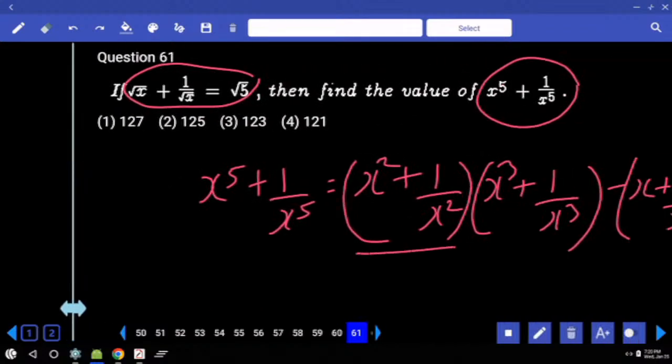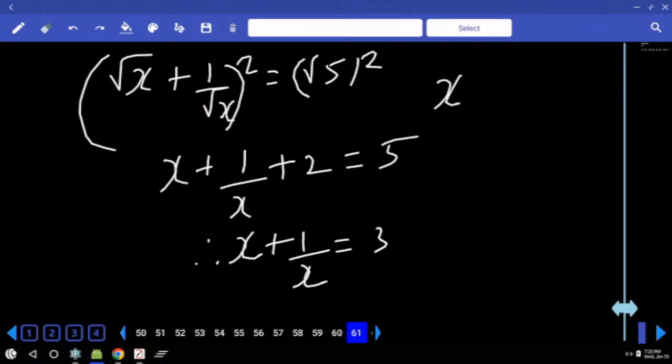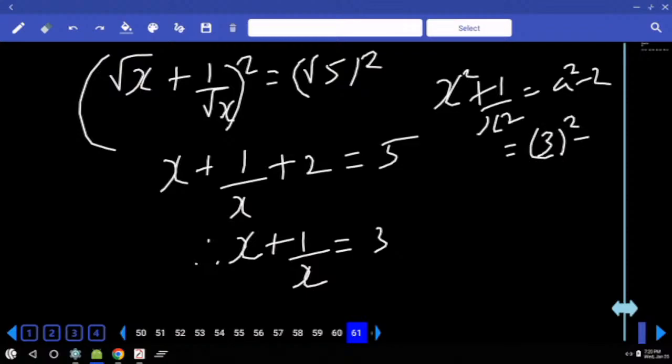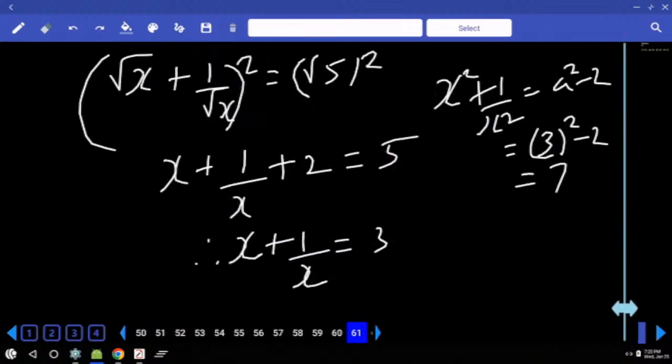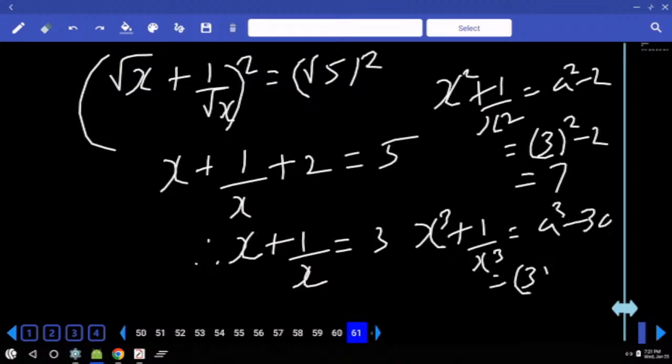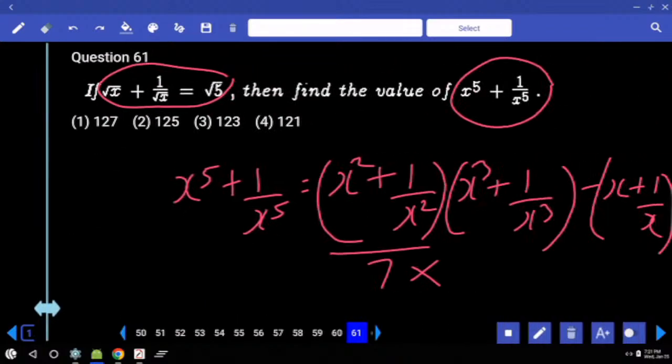Now he's asking, first of all, we need to find out what? X square plus 1 by x square. X square plus 1 by x square is given by the formula what? A square minus 2. 3 square minus 2. How much? 7. Write here, 7 into x cube plus 1 by x cube. What is the formula? A cube minus 3a. 3 cube minus 3 into 3a, that's all. How much does it come? 18 into 18 minus 3. This is 126 minus 3, 123.